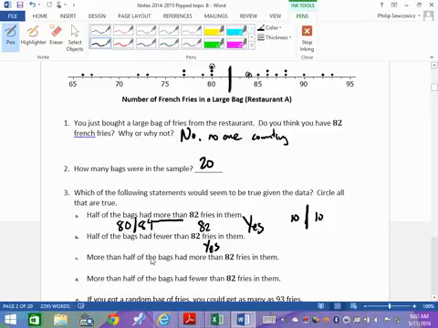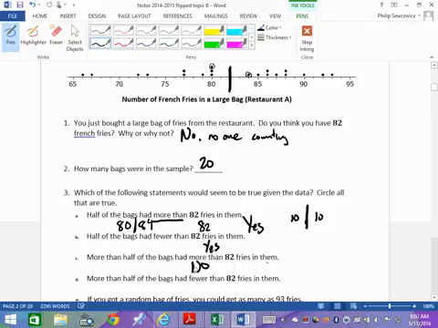Didn't I just do this? So we've got to go back and look at it. Listen, more than half of the bags had more than 82 fries in them. Half of the bags had more than 82 fries in them. Did half the bags have more than 82 fries in them? Yes.